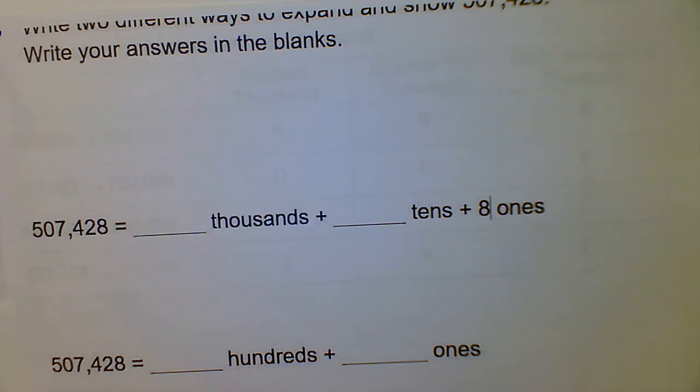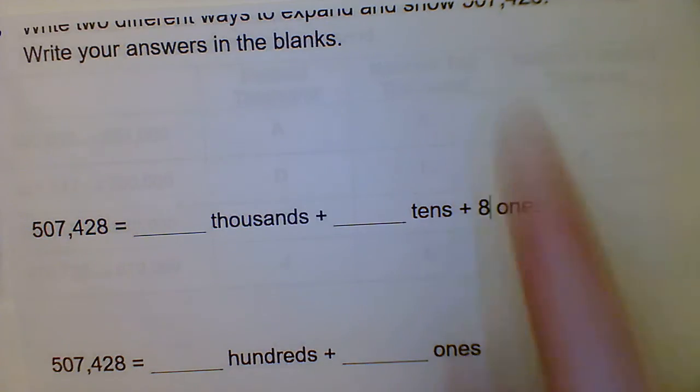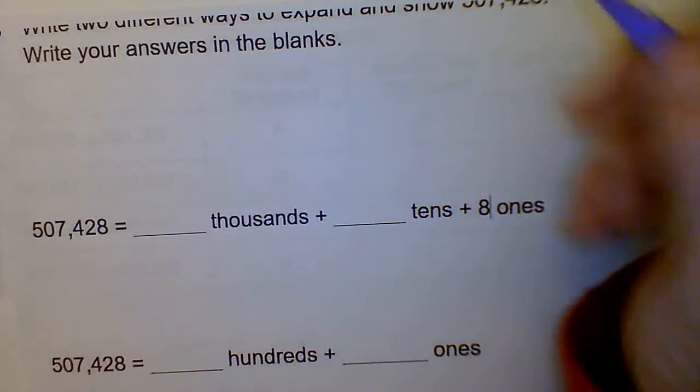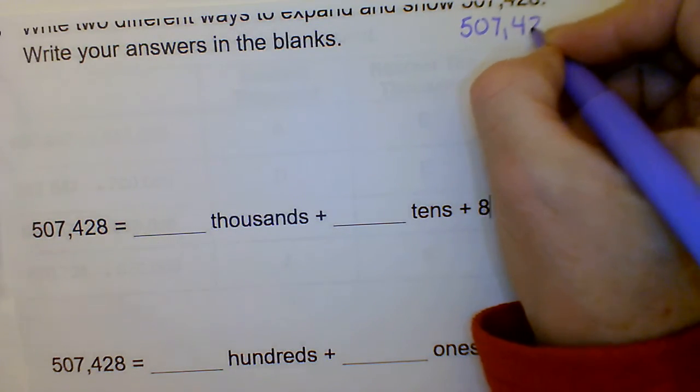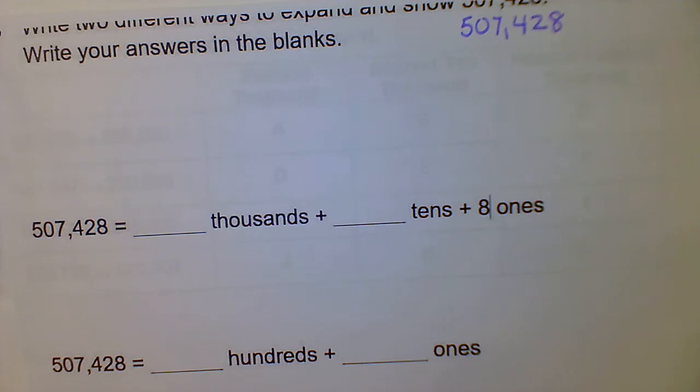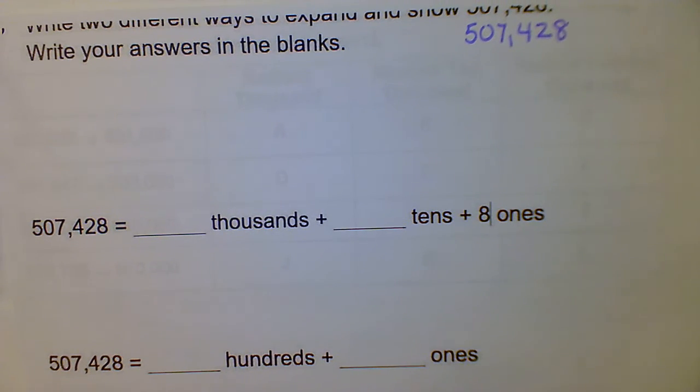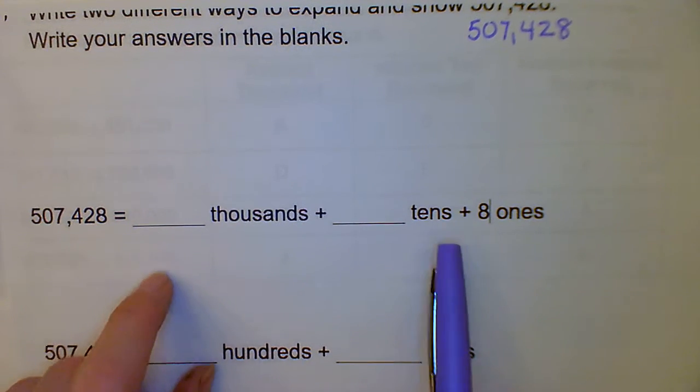Oh my goodness, you can hardly see this number. So I'm going to write that number for us right there because I happen to know what it is. I know it from right there. So this number is 507,428. So it says write 2 different ways to expand and show 507,428. Write your answers in the blanks. So write 2 different ways to expand and show. And we have to follow the rules that they're telling us here.